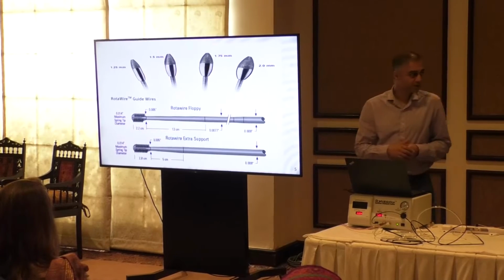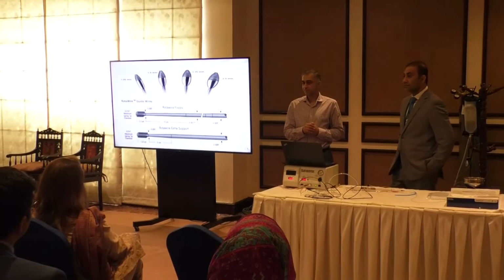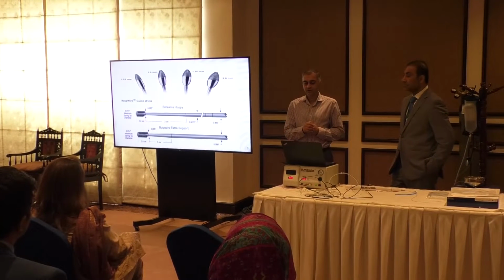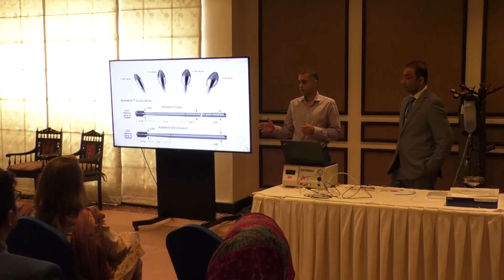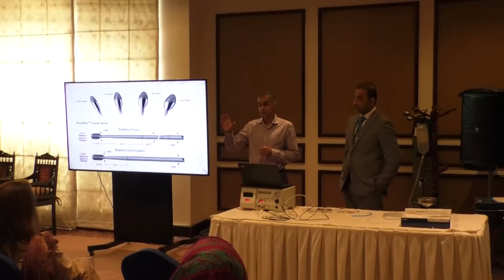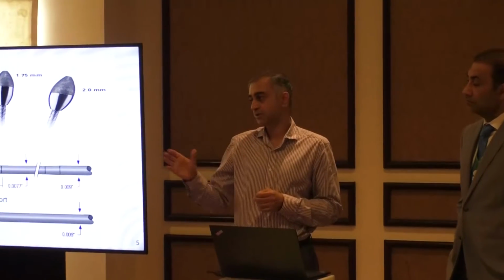Anyone know why we have two wires, the floppy and the extra support? In my practice I use the floppy wire most of the time rather than the extra support. The extra support is useful if you're going to do rotation in the very proximal vessels, because that will give you more support for your burr. The only times I would use an extra support wire would be burring a left main stem, for example, possibly a very deep or osteophyte. Otherwise, my default is always the most floppy wire.